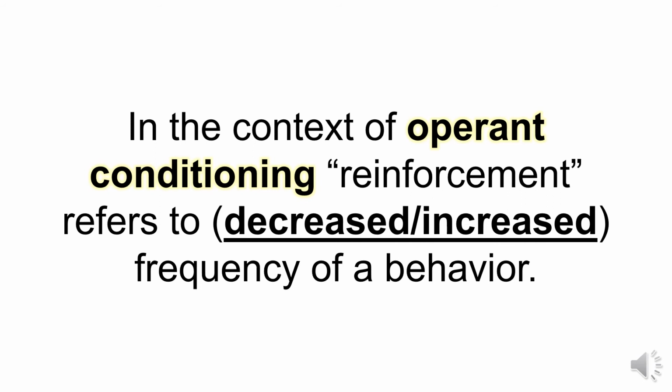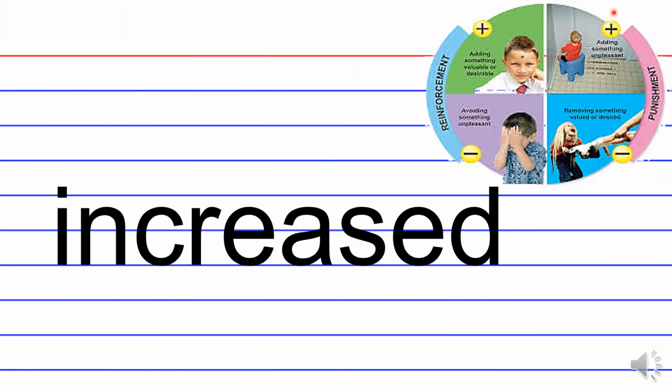In the context of operant conditioning, reinforcement refers to decrease or increase frequency of behavior. So which one is it? That would be increase frequency of a behavior. Okay?